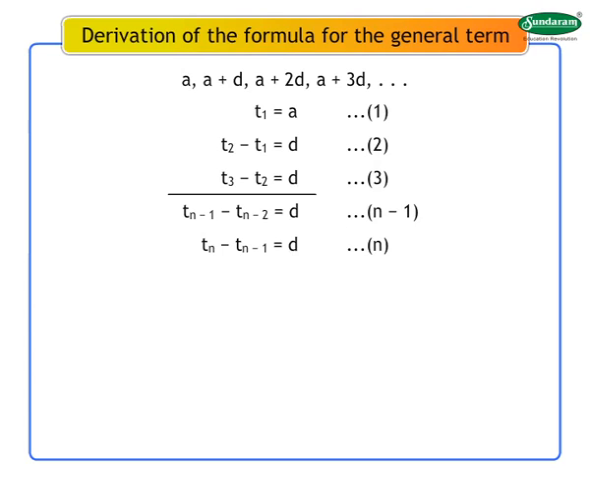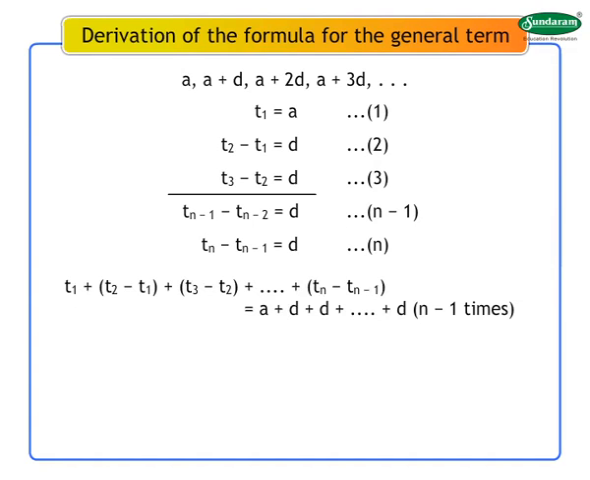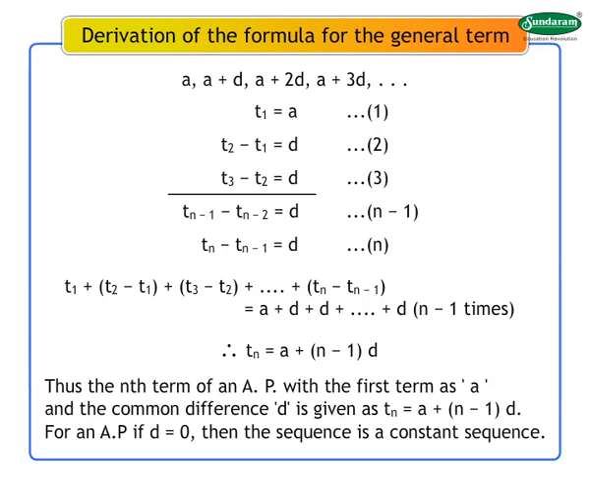Adding all the n equations, we get T1 plus T2 minus T1 plus T3 minus T2 plus up to Tn minus Tn minus 1 is equal to A plus D plus D plus D up to D into n minus 1 times. Therefore, Tn is equal to A plus n minus 1 into D. Thus, the nth term of an AP with the first term as A and the common difference D is given as Tn is equal to A plus n minus 1 into D. For an AP, if D is equal to 0, then the sequence is a constant sequence.